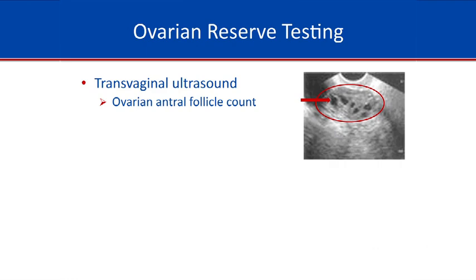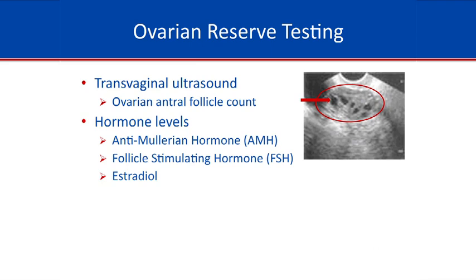Another way of evaluating ovarian reserve is through blood tests checking hormone levels. Some of the hormones we look at are AMH, FSH, and estradiol. Now, ovarian reserve testing is not exactly precise. No one can tell you exactly how many eggs you have in your ovary at any one time, but it can help predict the likelihood that you could become pregnant.